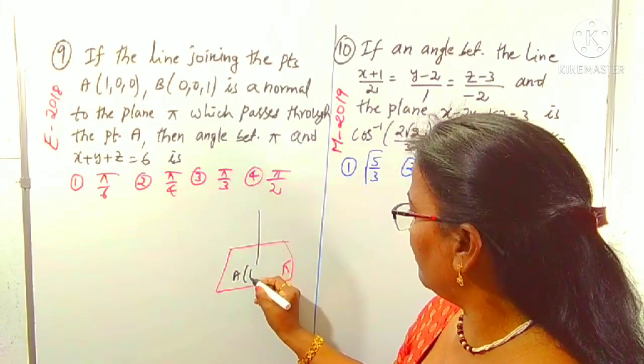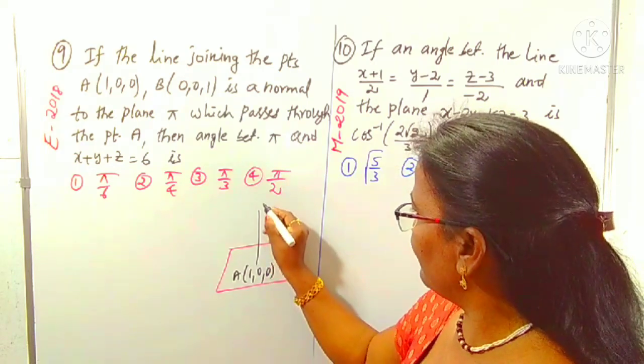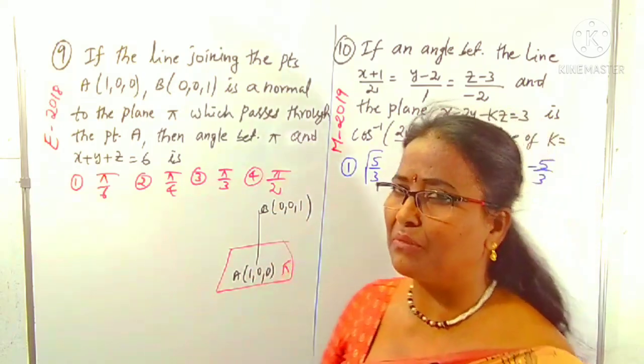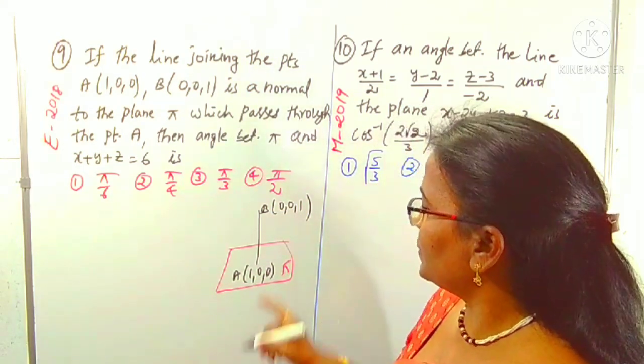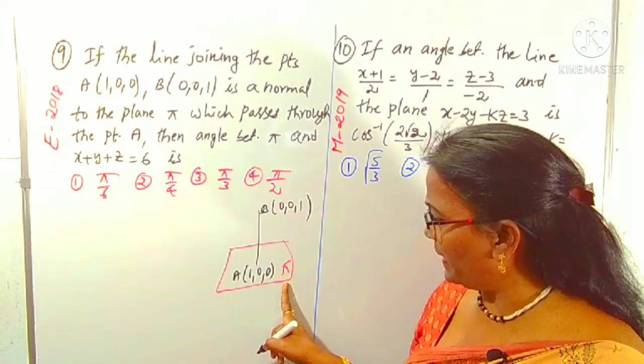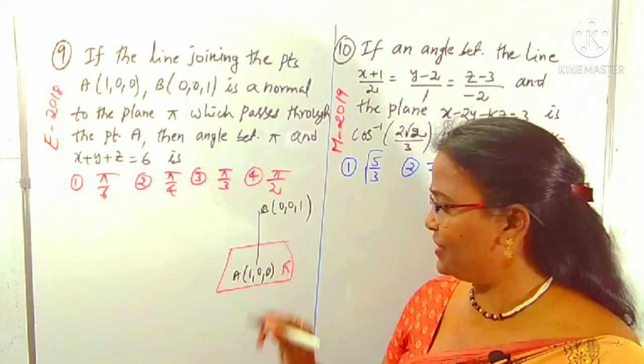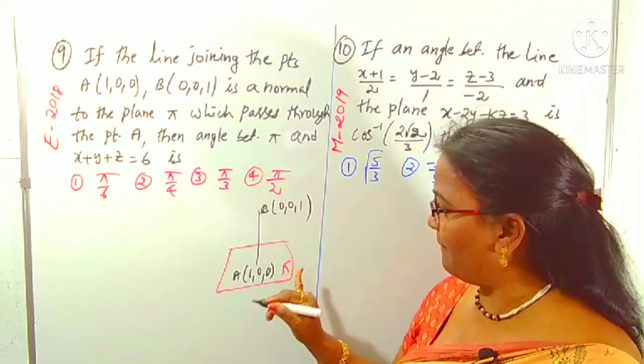Therefore, A we can take here as 1, 0, 0. B is somewhere else. This is 0, 0, 1. This is clearly normal. Normal means perpendicular line. So indirectly, the equation of the plane passes through the point and AB is its normal. First, you can find out the equation of plane pi.